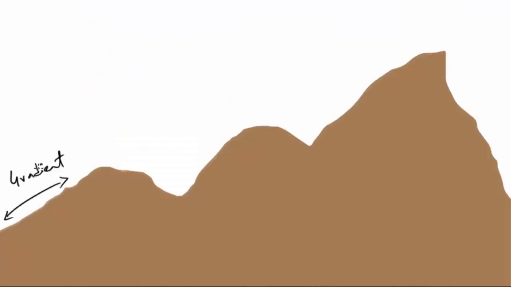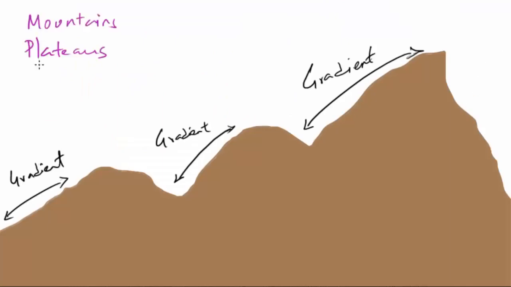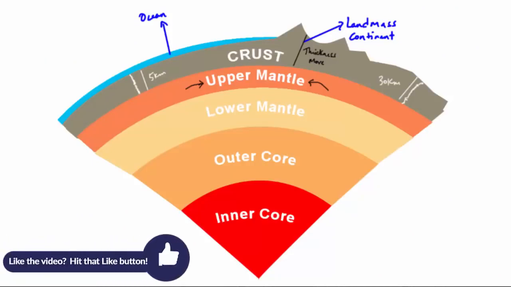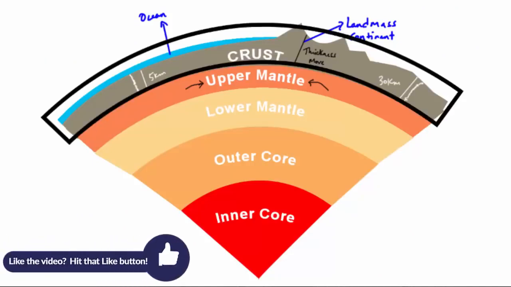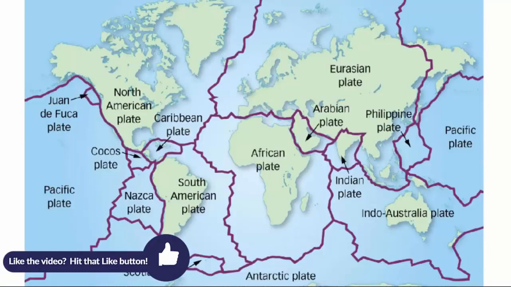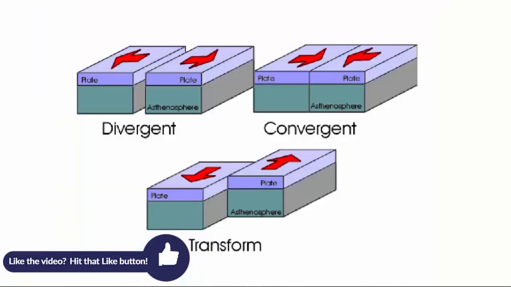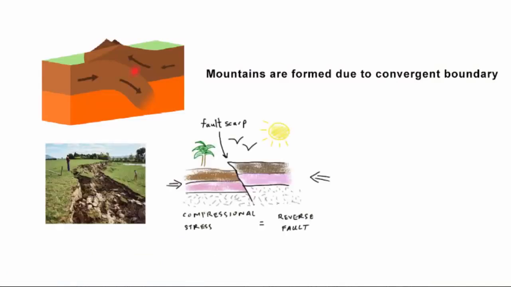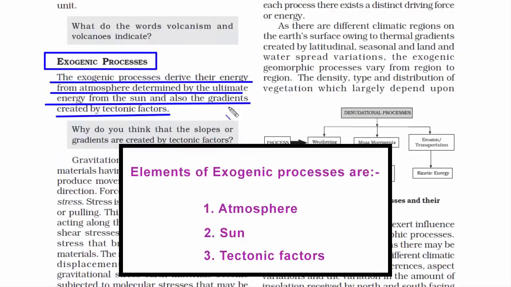By gradients we mean an inclined land portion. Mountains, plateau, valleys, these are gradients. They have slope, ups and downs. So these are gradients, and we also know how these landforms are created. It is due to tectonic activities. Remember that part where I said the crust is divided into some major and minor plates, and movement of these plates is called tectonic activity. So it is due to that mountains and other gradients are formed. So overall, the elements of exogenic processes are atmosphere, sun and tectonic factors.